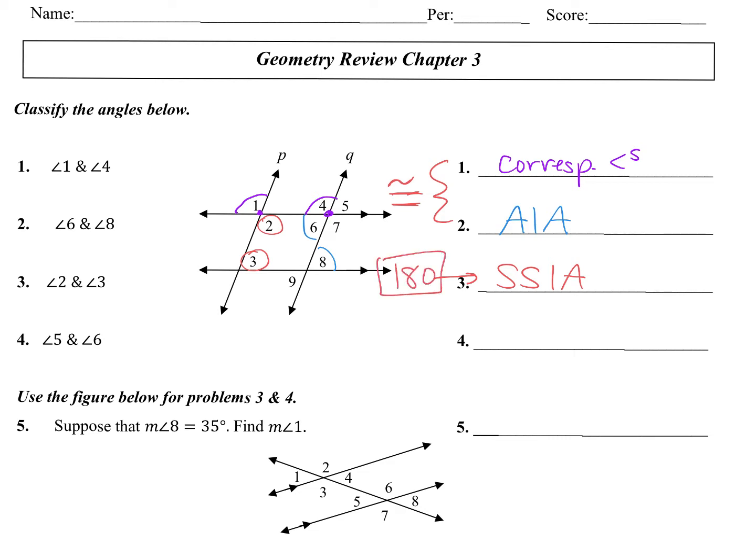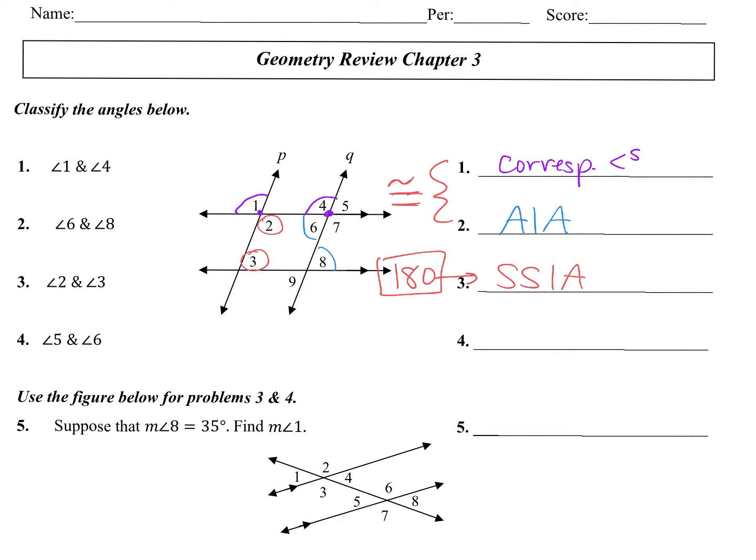So keep that in mind throughout the test. If you see same side interiors, you should be adding them together and setting them equal to 180. If you see alternate interiors, correspondings, alternate exteriors, you should be setting them equal to each other. Okay? All test long.